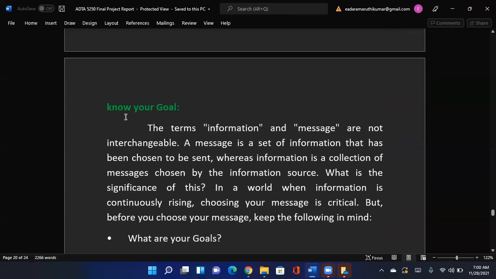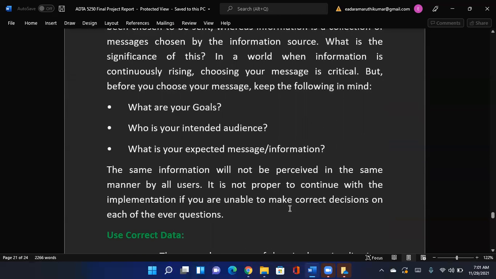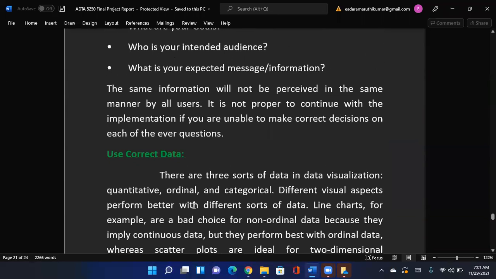The first thing we already told you, right? Know your goal. The terms information and message are not interchangeable. A message is a set of information that has been chosen to be sent, whereas information is a collection of messages chosen by the information source. We need to know what your goals are, who your intended audience is, and what message or information you expect to convey. Next, use correct data.